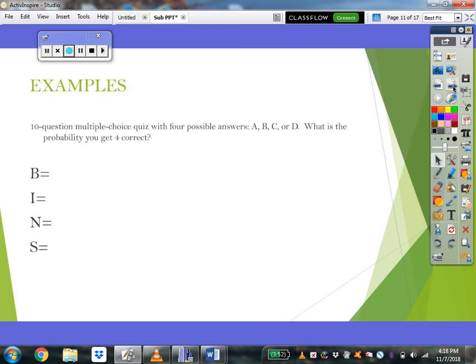So first off, B. If we're looking at 10 multiple choice questions, what's the B? Well, you can either get your answer right or wrong. Those are your 2 possibilities. For independence, each question is their own answer or their own possible choice. Own question.